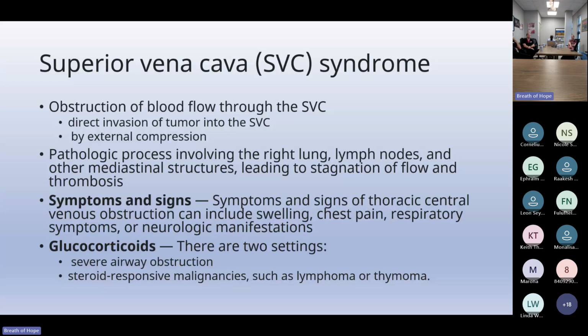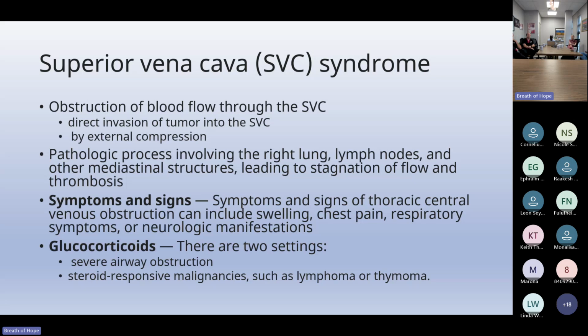Superior vena cava syndrome, of course, is where you have obstruction of blood flow through the superior vena cava, as a result of direct invasion of tumor into the superior vena cava, which is normally a malignant case, or by external compression from a lymph node or local expansion of the tumor. A pathological process involving the right lung can also lead to that, because the superior vena cava is more toward the right than the left. Lymph nodes and other mediastinal structures can lead to stagnation of flow and thrombosis. So sometimes anticoagulation will be beneficial.